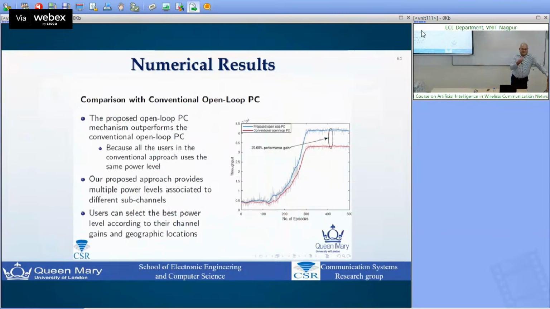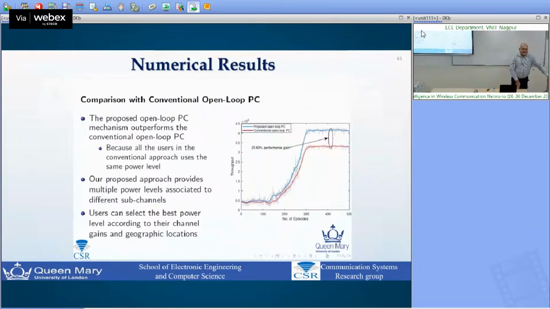When they select the power level, they select according to the reward function. Two users select the same power level because it is competitive, such that I can improve my throughput, and the other one also selects that power level to improve the throughput. So two users select the same power level to get the reward.